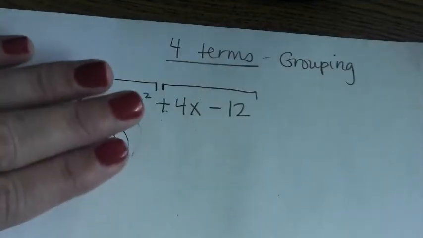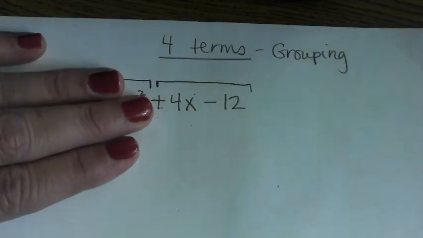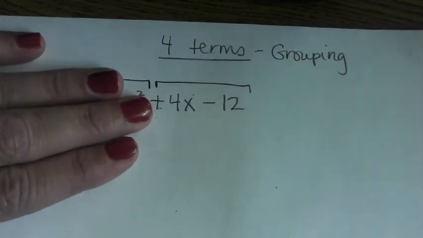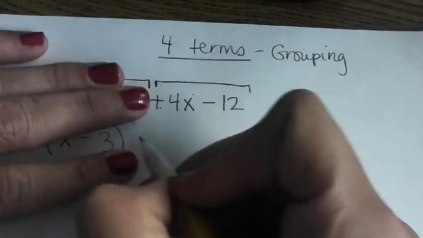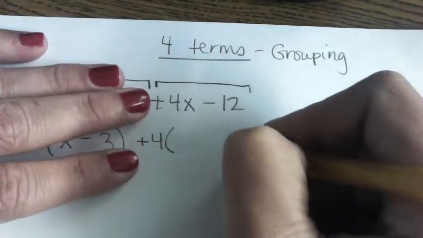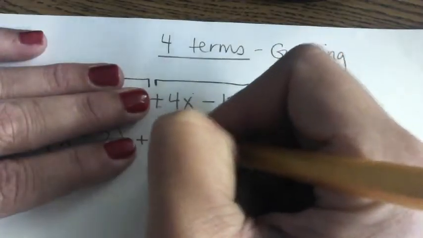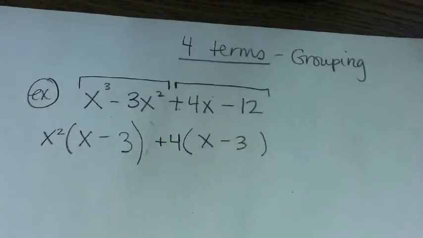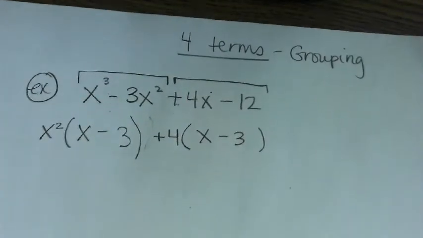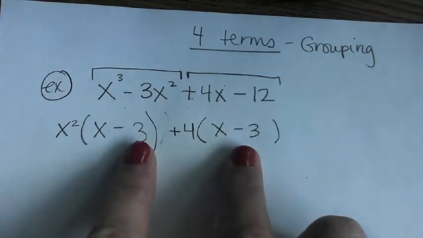Look at your second group now. Does that have a GCF? What is it? Positive 4 or negative 4? Positive. So bring that positive out with it. Positive 4. When I take that out in front, what's left? X minus 3. Now grouping isn't always effective. Here's how we know that it is.